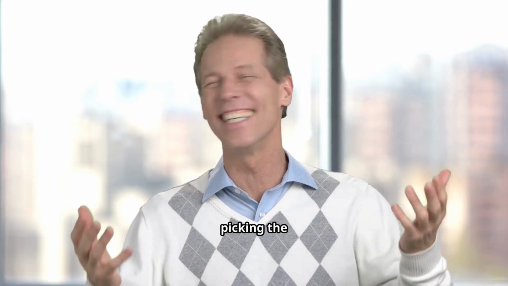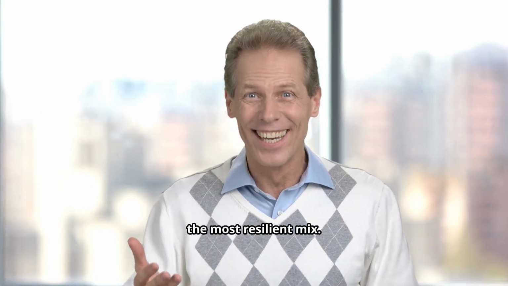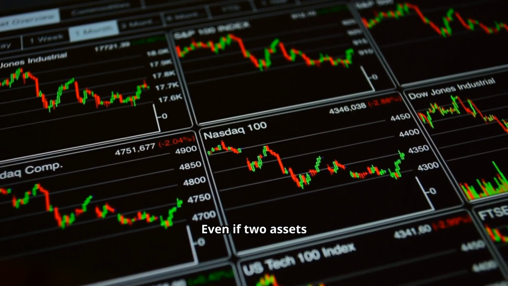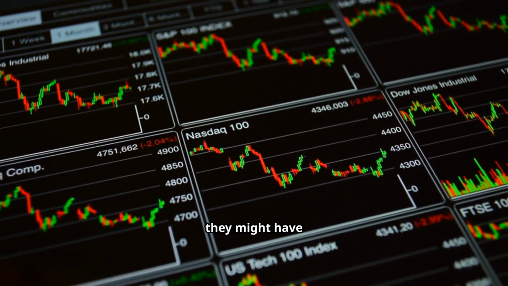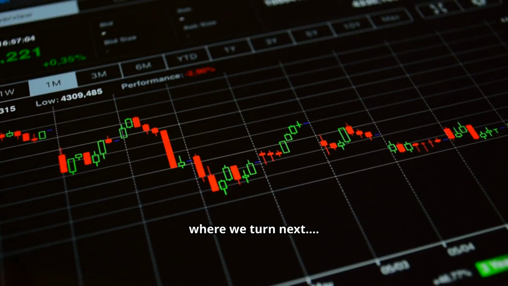It's less about picking the perfect stock and more about combining asset classes in ways that give you the most resilient mix. But of course, correlation isn't the only piece of the puzzle. Even if two assets are uncorrelated, they might have very different levels of volatility. And volatility is where we turn next.